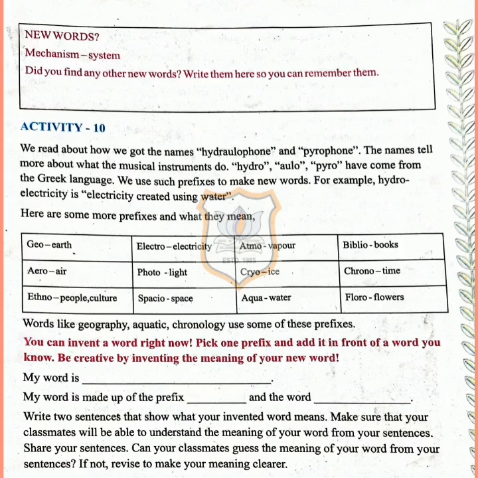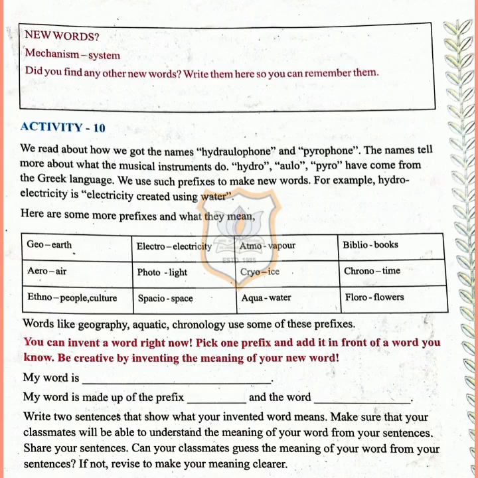So a table is given here and prefixes are given there. Geo, earth. Aero, air. Ethno, that is known to be people, culture. Electro, electricity. Photo, light. Spatio, space. Atmo, vapor. Cryo, that is ice. Aqua, water. Biblio, books. Chrono, time. Floro, flowers. Words like geography, aquatic, chronology use some of these prefixes.